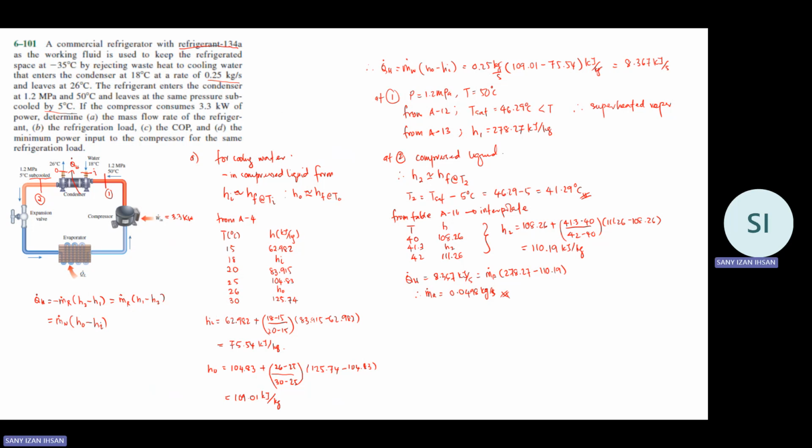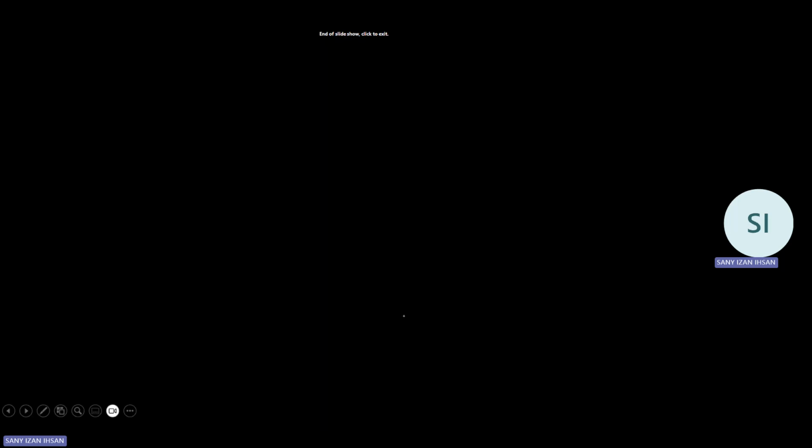A very long process for part A. Then we can go to B.